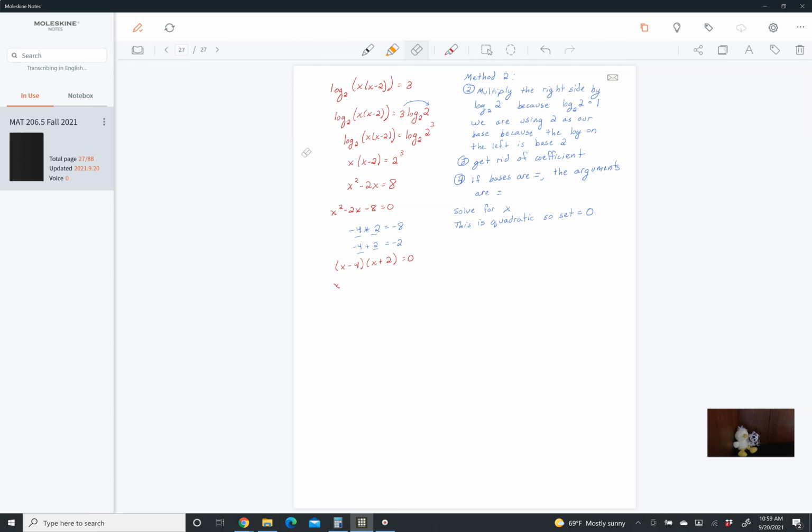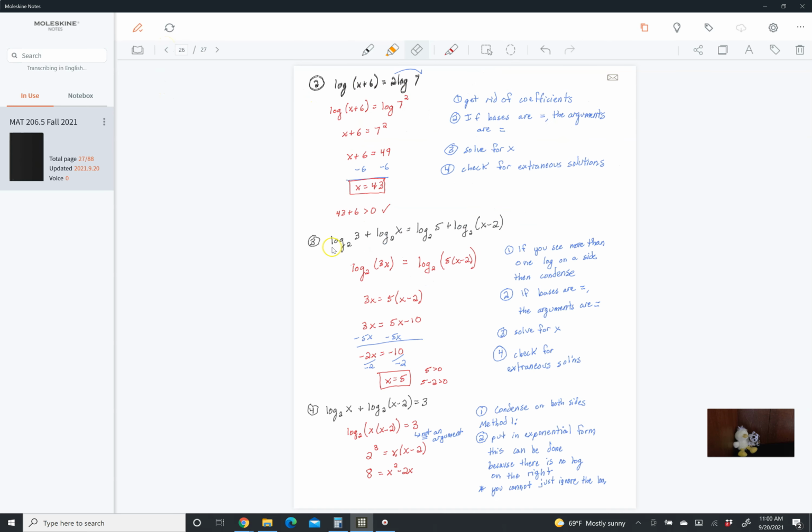So either x equals 4 or x equals -2. Okay, right? From here we got either x minus 4 equals 0 or x plus 2 equals 0. So that's where we got this x equals 4 and x equals -2 from. And then we have to make sure that it's not extraneous. Okay, so we have to plug it into the original arguments. So we're plugging in here.